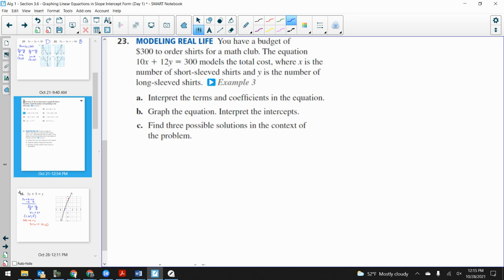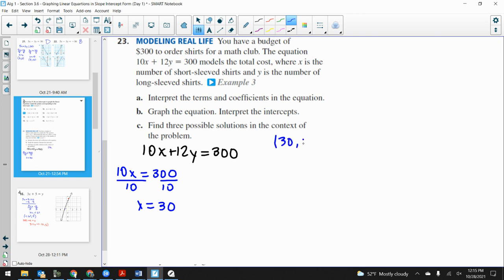All right. So here's my equation, 10x plus 12y is equal to 300. We set 0 in for y. So we say 10x is equal to 300. And when we divide by 10, obviously that is 30. 30 comma 0. I put it over here because that's part A.